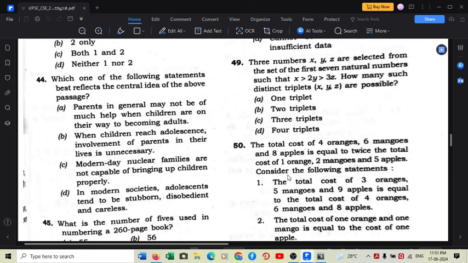Statement B. When children reach adolescence, involvement of parents in their lives is unnecessary. No, no, no. This is an extreme statement, and with extreme statements in UPSC you have to be very careful. And you see, it is not unnecessary. When children reach adolescence, involvement of parents could be regulated, but it is not unnecessary, right?